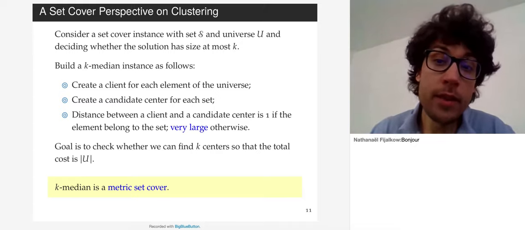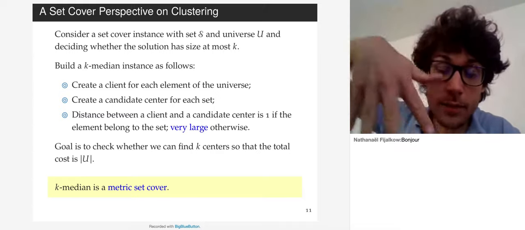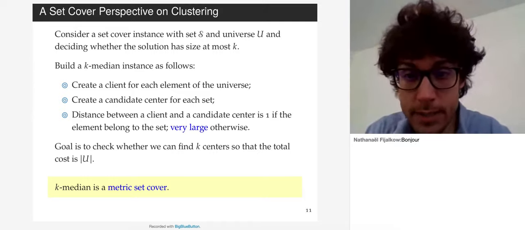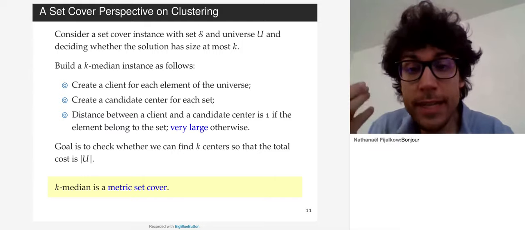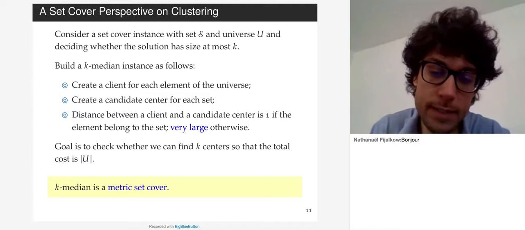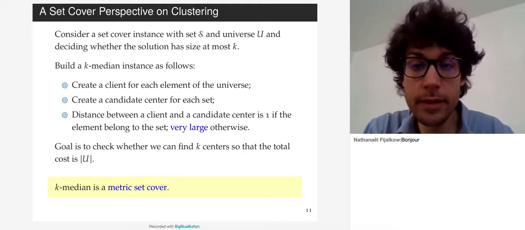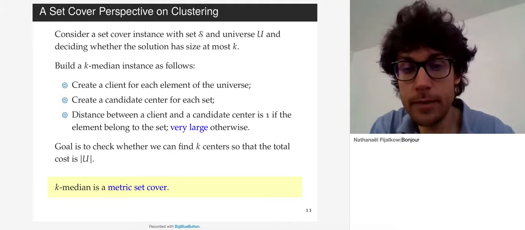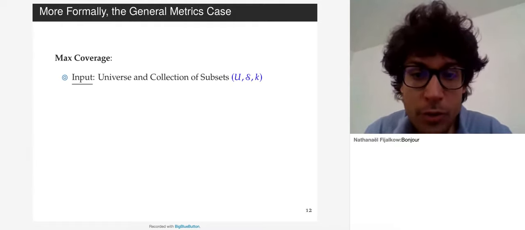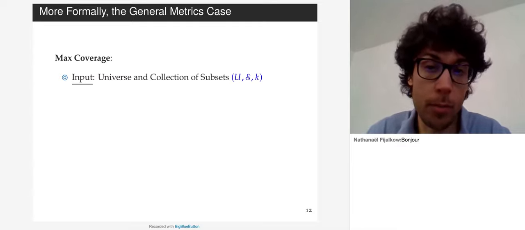Now we know that if you can pick k candidate centers for which everyone is at distance 1, then there is a solution to your set cover instance of size at most k. So you can really see k-median as a metric set cover, and I'm going to describe this reduction a little bit more, because as we'll see, this hardness reduction is going to help us design algorithms. Okay, so they're going to go hand in hand. Let me try to prove to you some kind of hardness of approximation for the clustering problem.